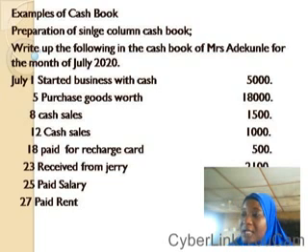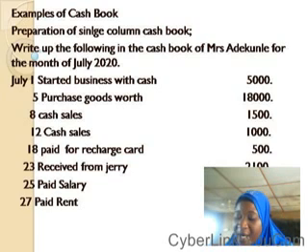July 1, Mrs. Adekunle started business with 5,000 naira. July 5, she purchased goods worth 18,000 naira. July 8, she made sales of 1,500 naira. July 12, another sales of 1,000 naira. July 18, paid for recharge card of 500 naira. Then July 23, she received 2,100. July 25, she paid salary of the workers 1,300. Then on July 27, she paid rent of 300 naira.